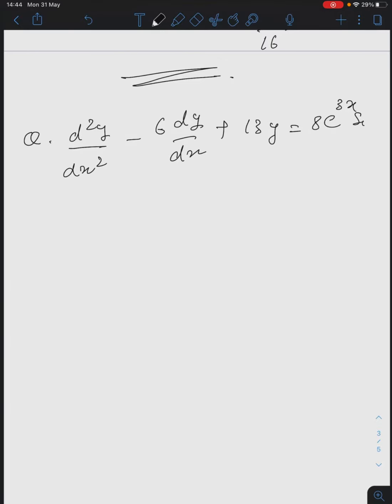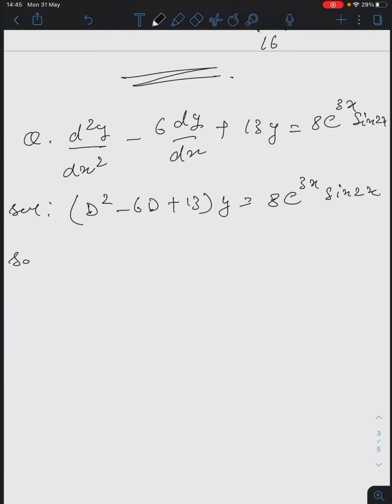Suppose for example, you have d square y by dx square minus 6 dy by dx plus 13y is equal to 8 e to the power 3x into sine 2x. So in the operator form, this is nothing but d square minus 6d plus 13 y is equal to 8 e to the power 3x sine 2x. Now solve and tell me what is your complementary function.